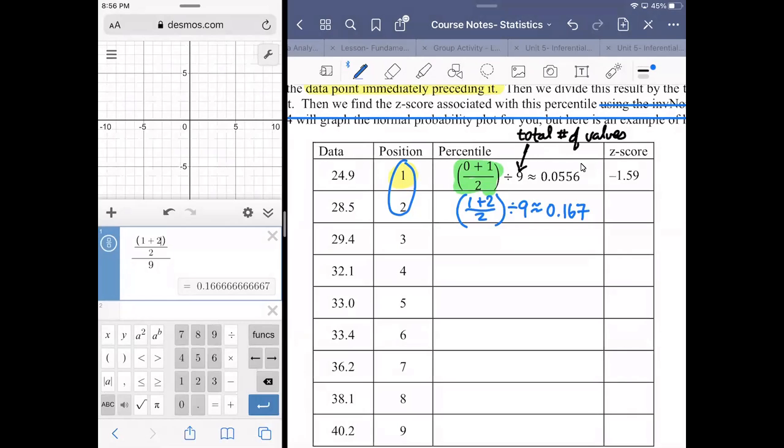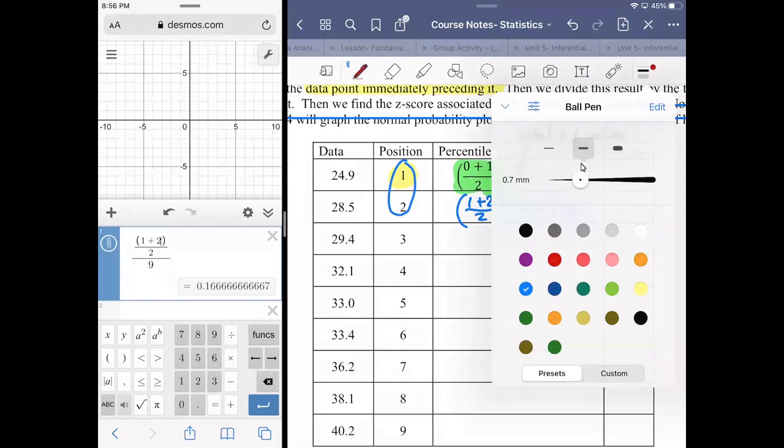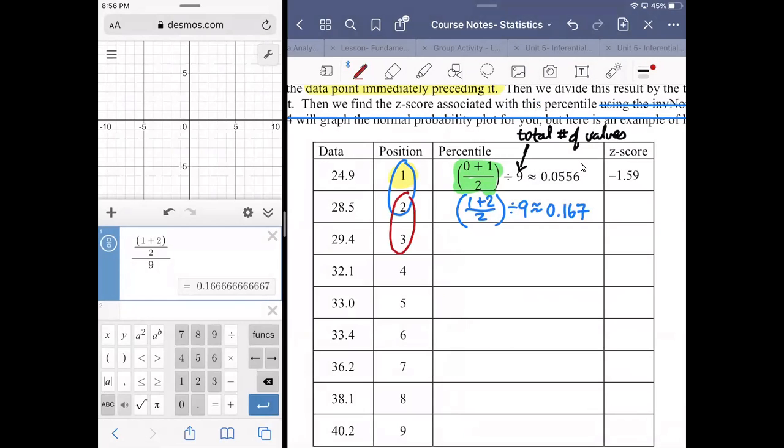No problem. So next up, I would take the 2 and the 3. So 2 plus 3 divided by 2.